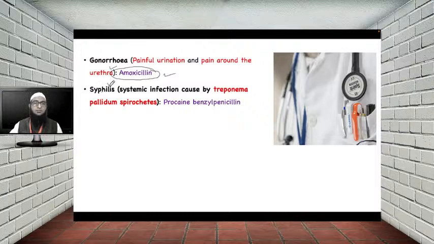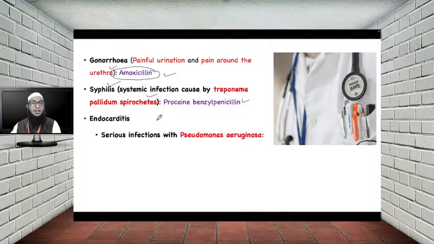Likewise, in case of syphilis, which is a systemic infection caused by the Treponema pallidum spirochete, you can use procaine benzyl penicillin. So in case of syphilis, procaine benzyl penicillin. Okay. Endocarditis, which is a serious infection with Pseudomonas aeruginosa.